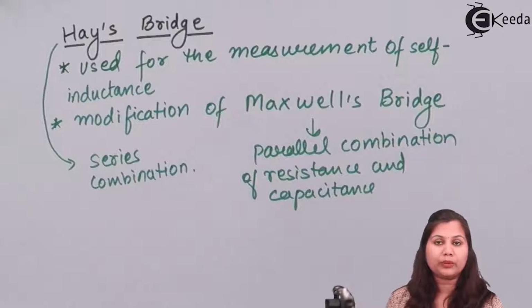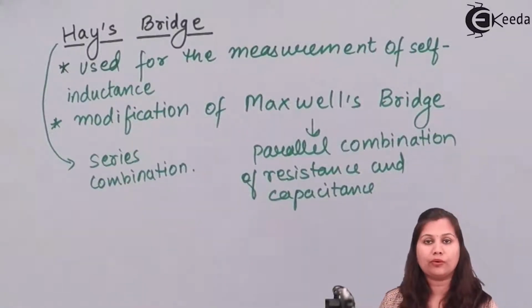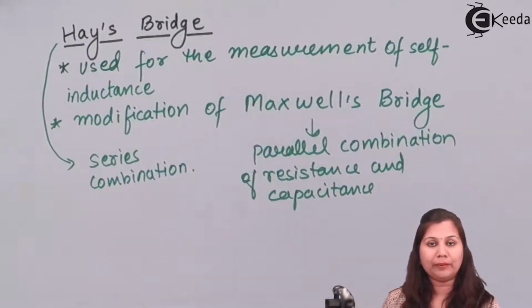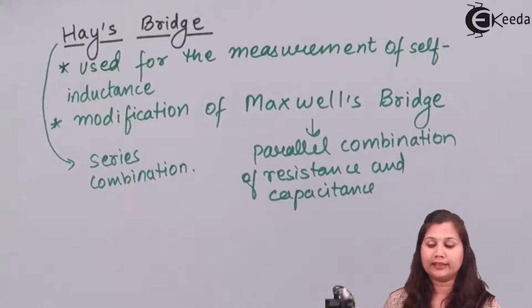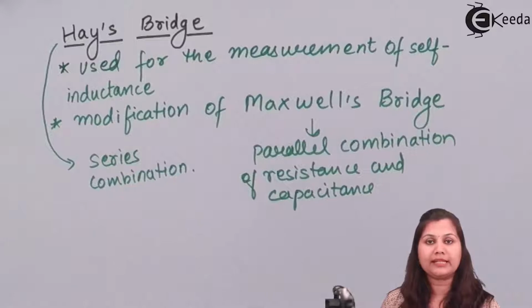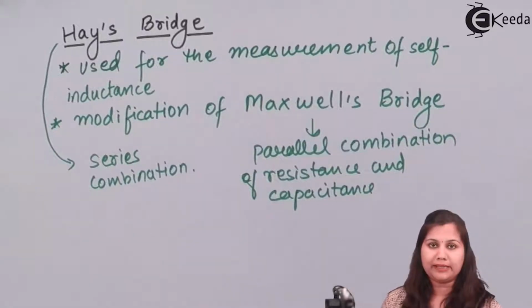In a bridge network, we know that we have 4 arms, and in the 4 arms we have the 4 impedances. Out of the 4 impedances, 1 impedance is unknown and the remaining 3 impedances are known to us. The impedances are a combination of resistance, inductance and capacitance. We can have any combination, series or parallel, in the circuit, and we are going to measure the value of the unknown impedance in terms of the known impedances.